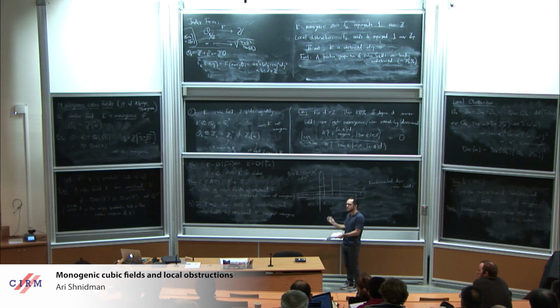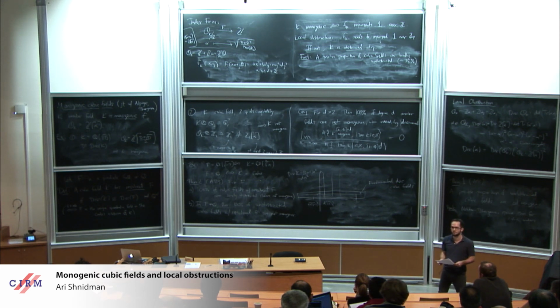We can't pin down the number of monogenic cubic fields in one of these families, but we have an upper bound, and yeah. Okay. Other questions?